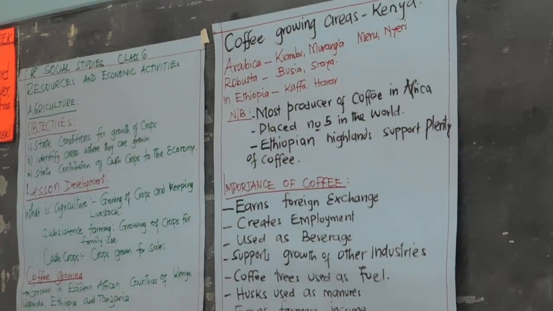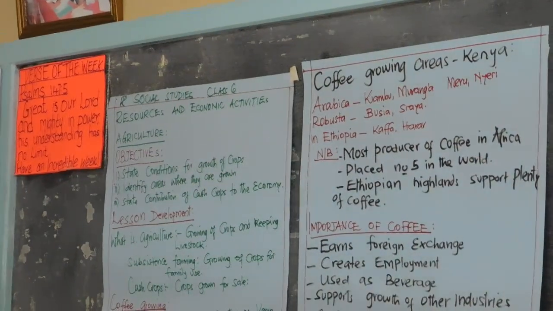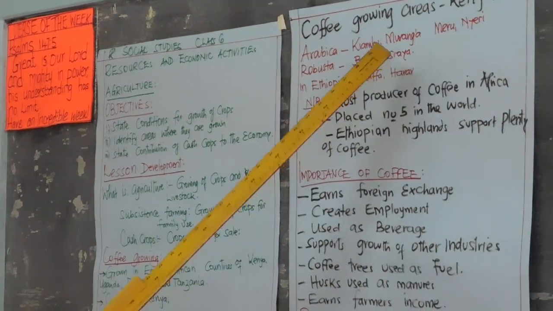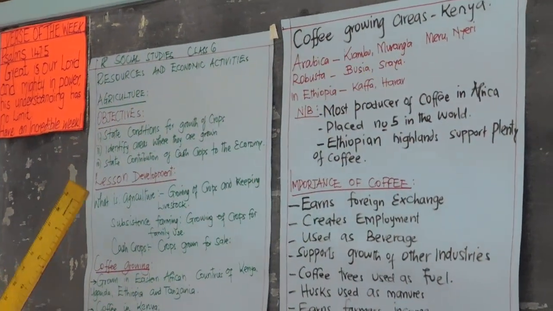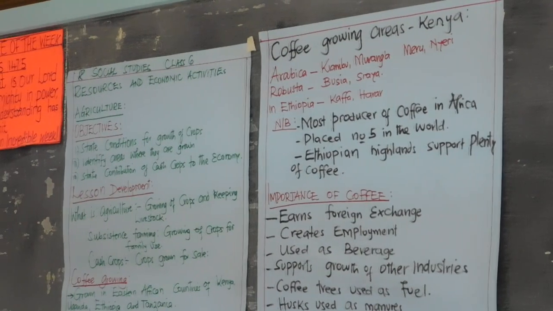To begin with Kenya, we have Kiambu County, where coffee is grown both in small scale, that is farmers and their small pieces of land, and large scale. We also have Murang'a County, Meru County, and Nyeri County.